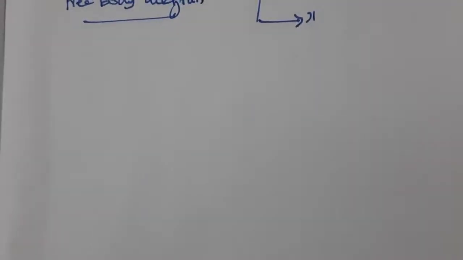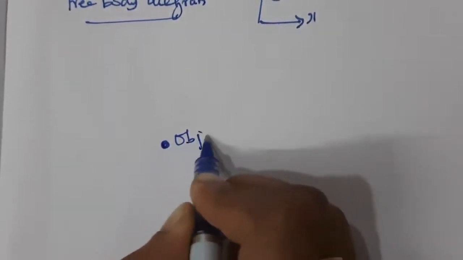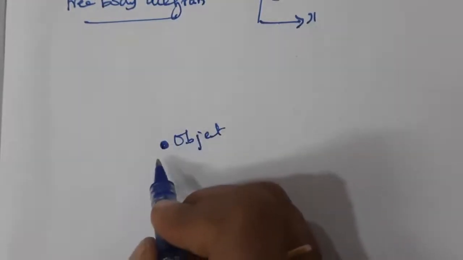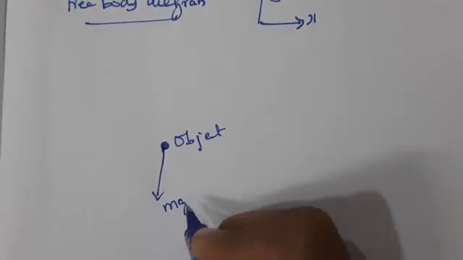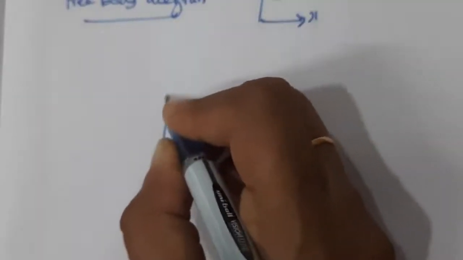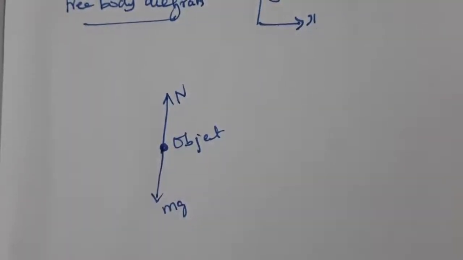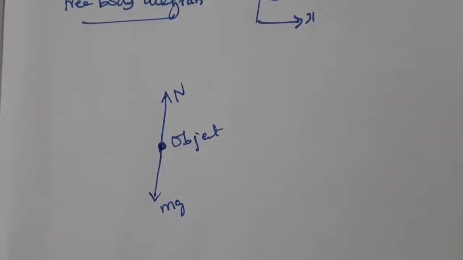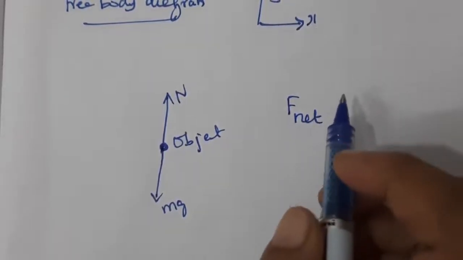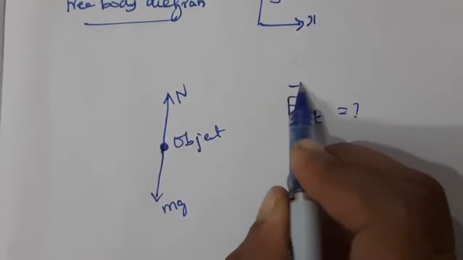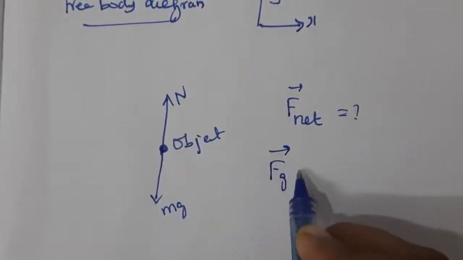How to draw the free body diagram? So there is an object. Identify the forces. We have identified the gravitational force. So we can draw a vector mg and the normal force N acting upward. Here we can write the equation for the net force. How can we calculate the net force? First we can write the gravitational force, F gravity.